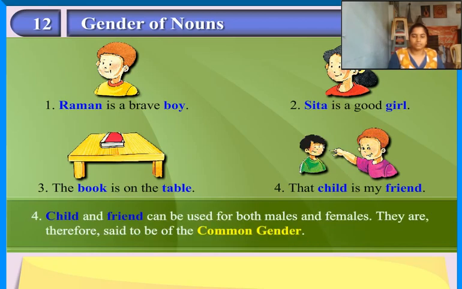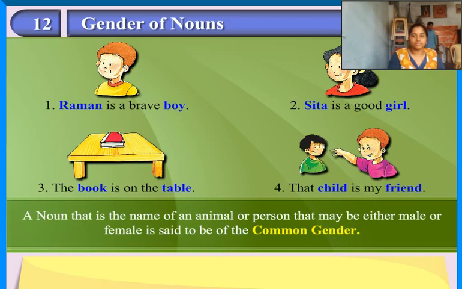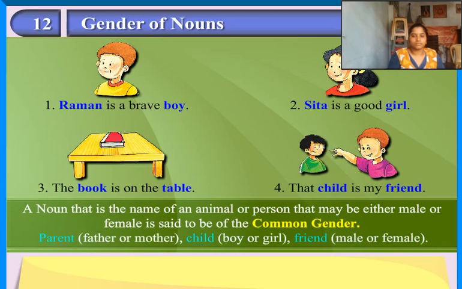Child and friend can be used for both males and females. They are therefore said to be of the common gender. A noun that is the name of an animal or person that may be either male or female is said to be of the common gender, as parent, father or mother, child, boy or girl, friend, male or female.